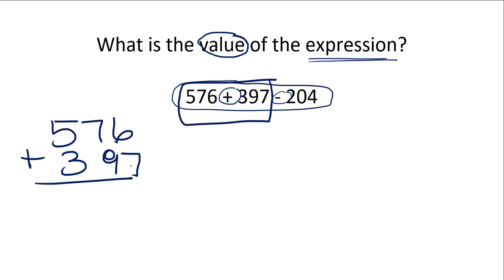So it's 6 plus 7, that's 13. 9 plus 1, that's 10, plus 7, 17. 5 plus 1, that's 6, 7, 8, 9.